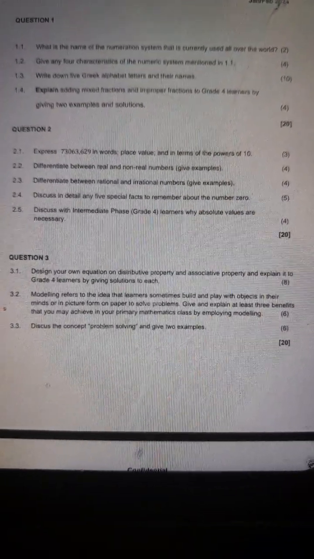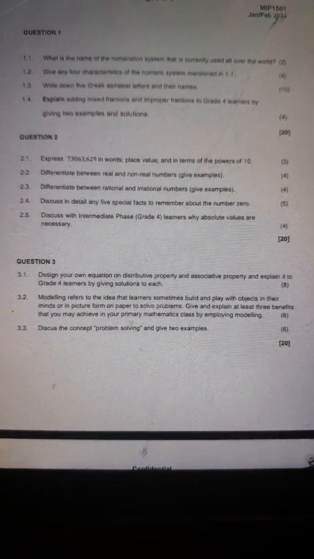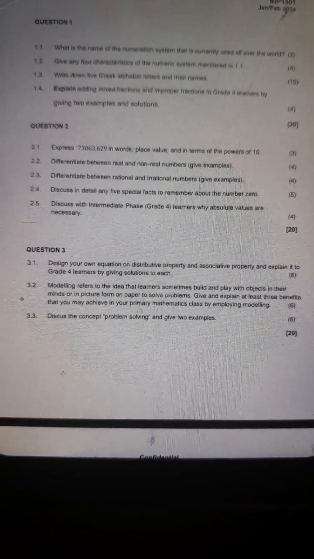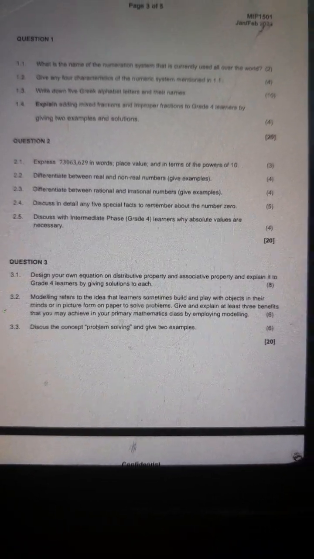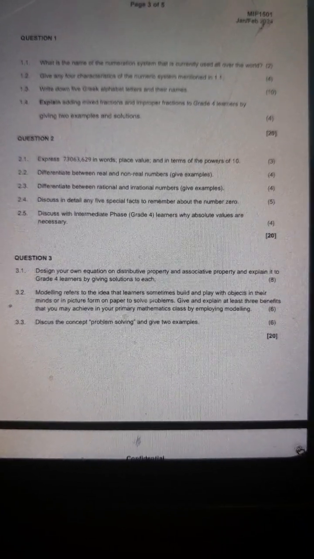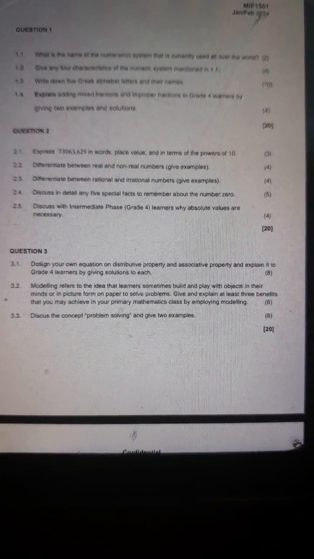Hi guys, in this video we will be looking at question 3, MIP February/March 2024. We are revising for our October/November 2024.